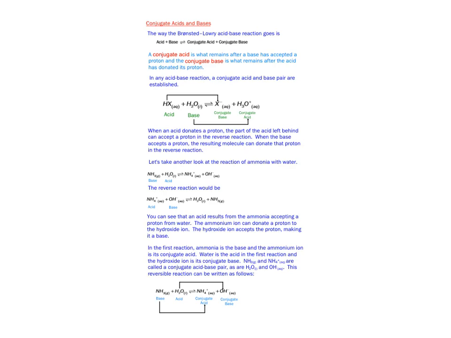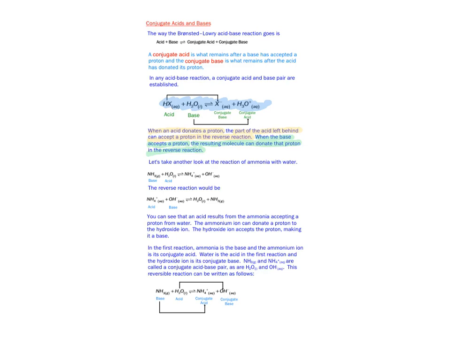So when you add an acid and a base together, you are always going to get a conjugate acid with a conjugate base. Okay? When the acid donates a proton, the part of the acid left behind can accept a proton in the reverse reaction. When the base accepts its proton, the resulting molecule can donate that proton in the reverse reaction.